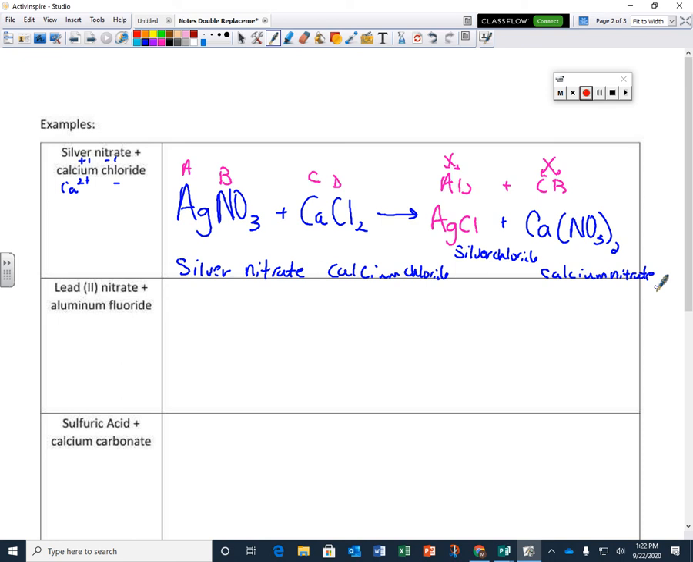We will look at our solubility rules. So I hope you are looking at those. The solubility rules tell us that all nitrates are soluble, no exceptions. So this gets a state symbol aqueous. It's dissolved in water. Chlorides are soluble except silver, lead, and mercury. So this is our precipitate. We can use a down arrow. We could use an S in parentheses, or we could use a PPT in parentheses.